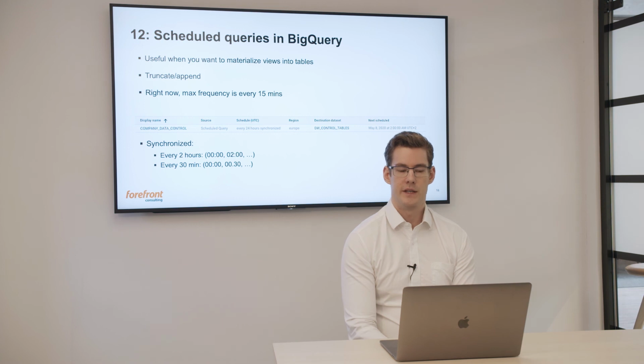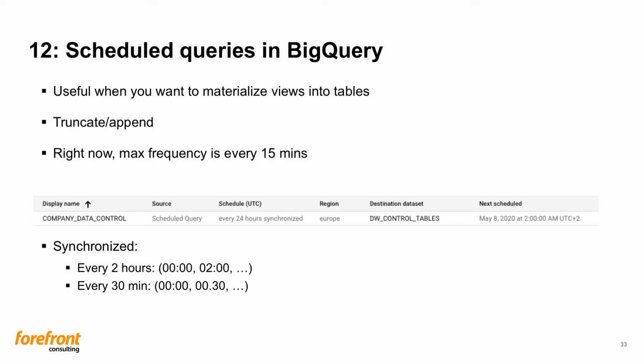Yes, a powerful feature in BigQuery is scheduled queries. They are useful when you have complex joins in your views and need to materialize your data into tables. In this example, we have a table that is updated once every 24 hours. As BigQuery isn't a traditional relational database, the best uses for these queries are to truncate or append to tables.